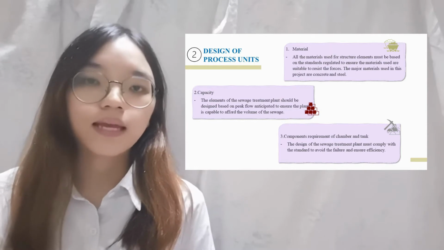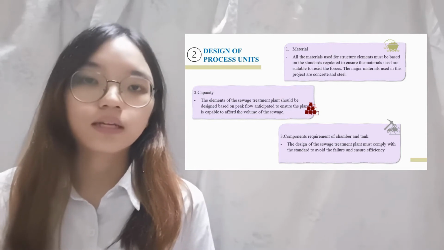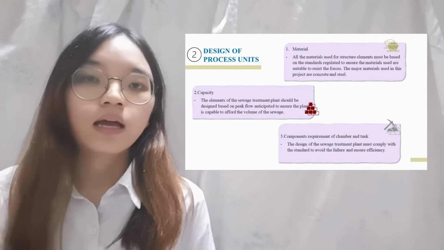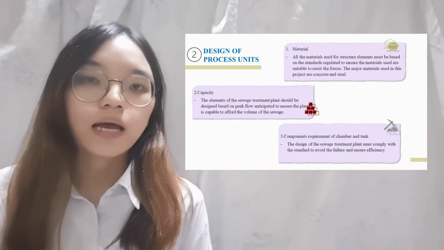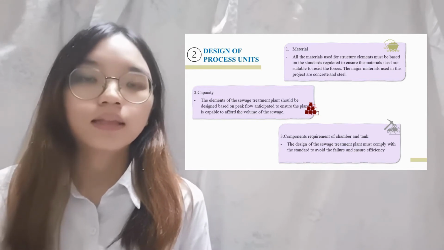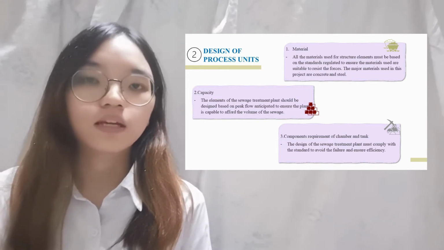The third factor on design of the processing units is design of chambers and tanks. All the chambers and tanks should be designed based on the standard, and every chamber and tank needs to comply with its own standards. This is to ensure the efficiency of the treatment plants and avoid failure of the processing units.